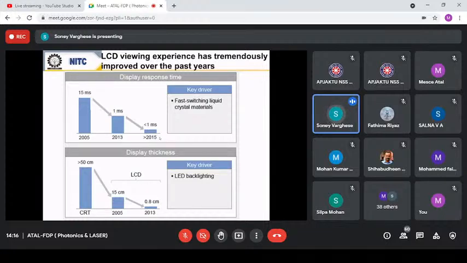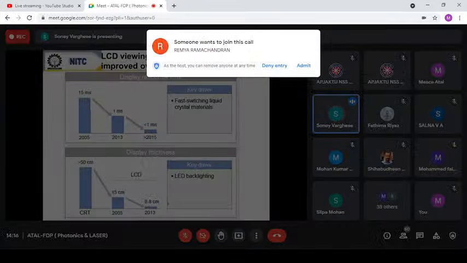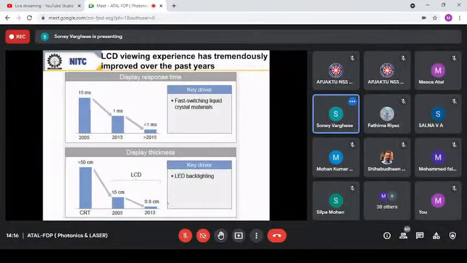And you can see this LED backlighting. In 2005, we were using 15 centimeter length backlighting, and nowadays it's only 0.8 centimeter, right? That is the thickness of the display, because the backlighting has changed from conventional systems. They were using cold fluorescent lamps. Now what they have done is they have replaced them with LEDs as a backlight. So the display thickness has considerably reduced, right?